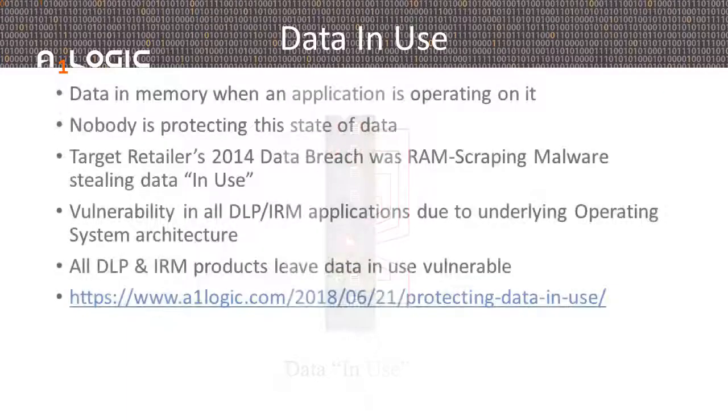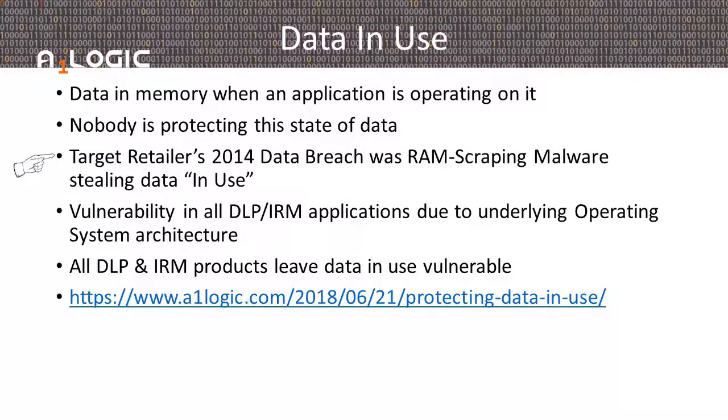Attacks on data in use have already happened with the 2014 data breach on Target's credit card processing point-of-sales systems using RAM scraping malware. Data in use is very difficult to protect because of an architectural flaw in the underlying operating system architecture of all popular operating systems today. As a result, all DLP and IRM products leave data in use unprotected and can all be attacked by RAM scraping malware.